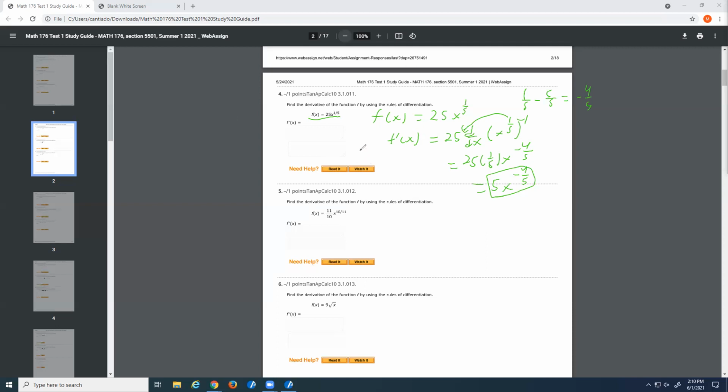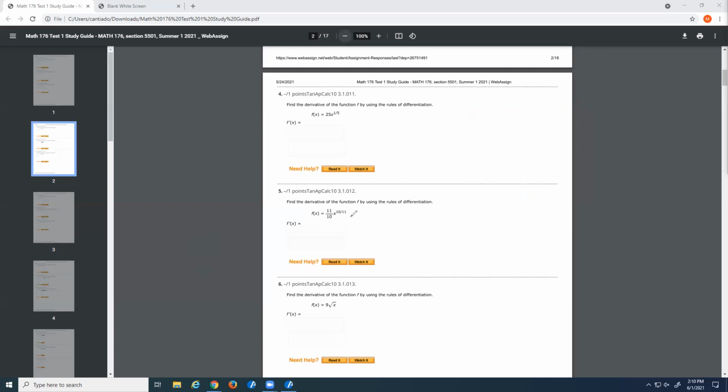So now from here, I think we'll have enough time to do number 5 as well. Let me go ahead and double check. Yes, we are recording. All right, so let me go ahead and clear these drawings and we can move on to number 5. So for number 5, it wants us to find the derivative using the rules of differentiation again. I don't know why I keep saying that, but yeah.